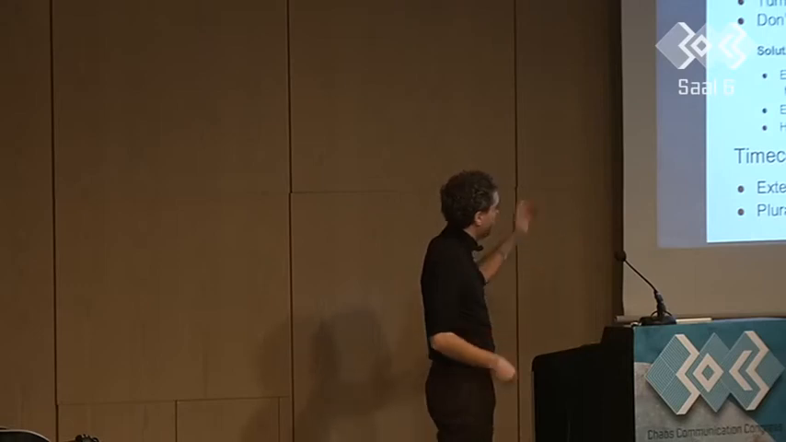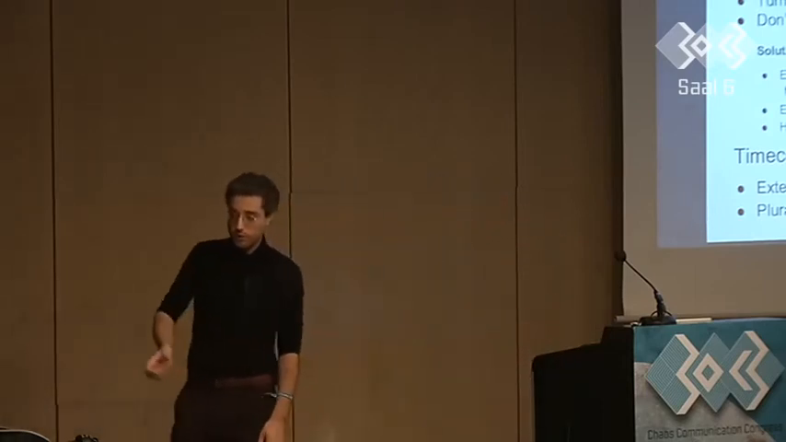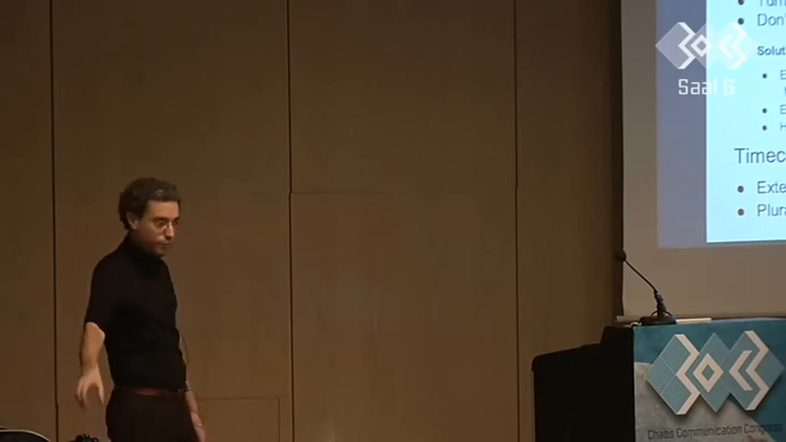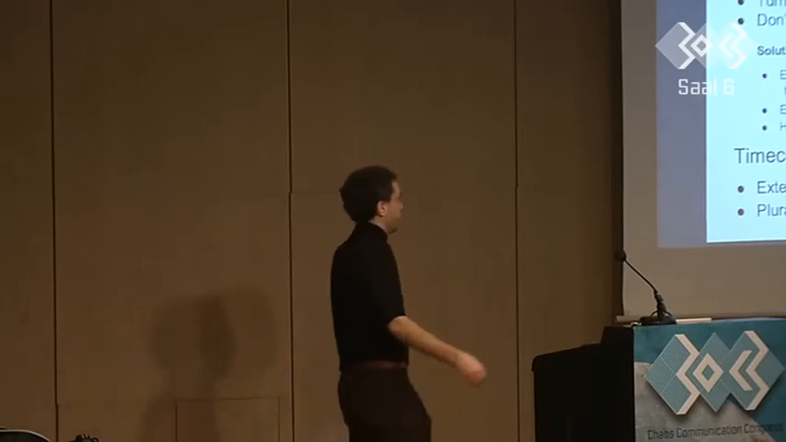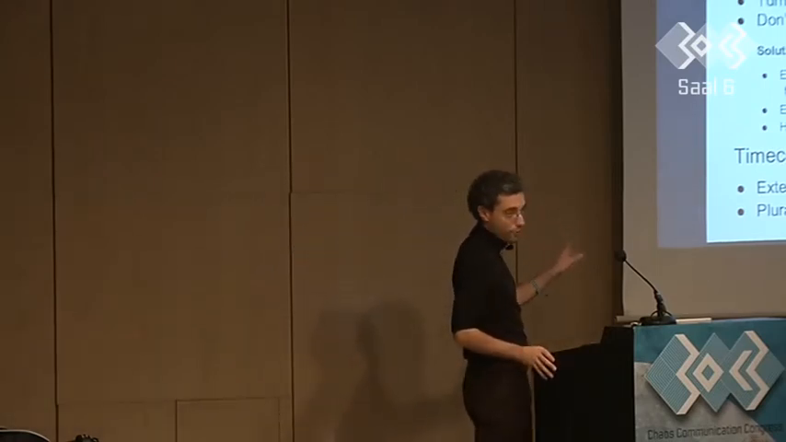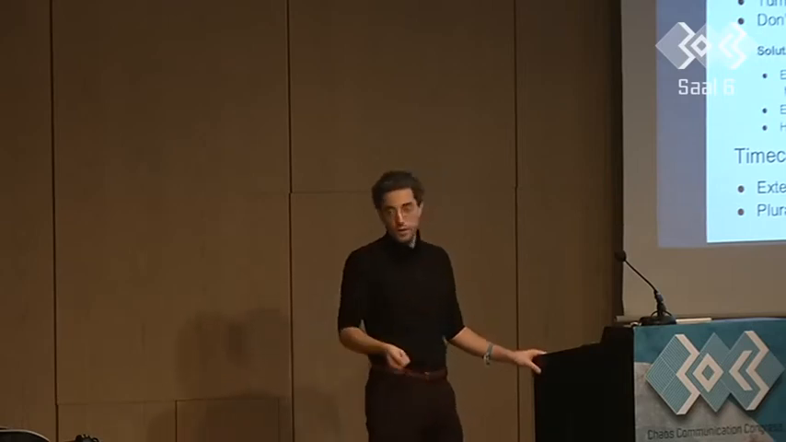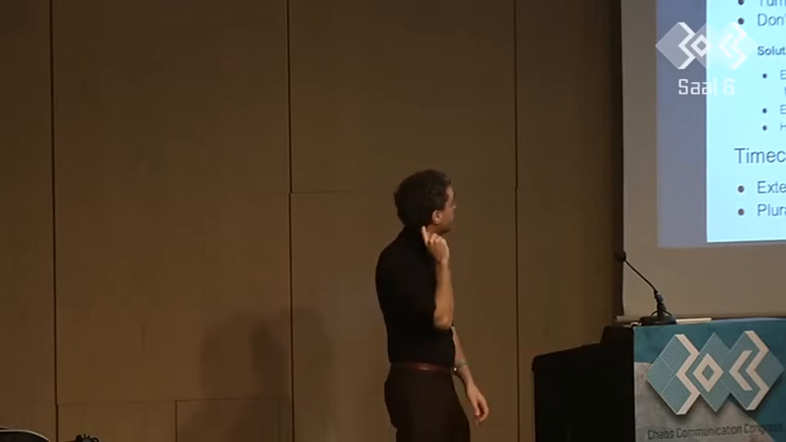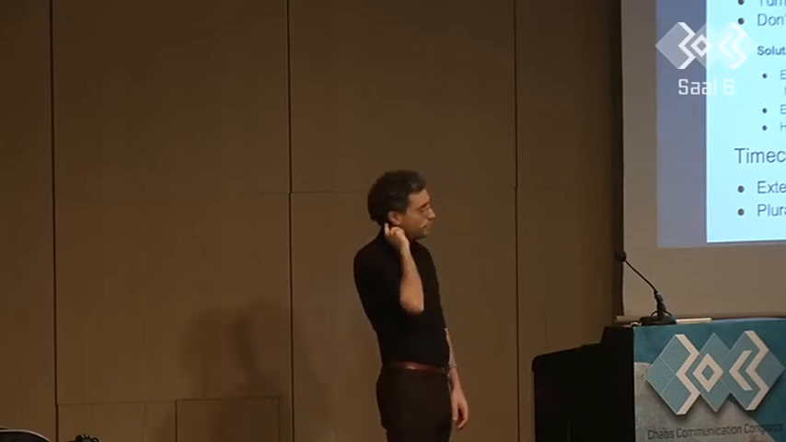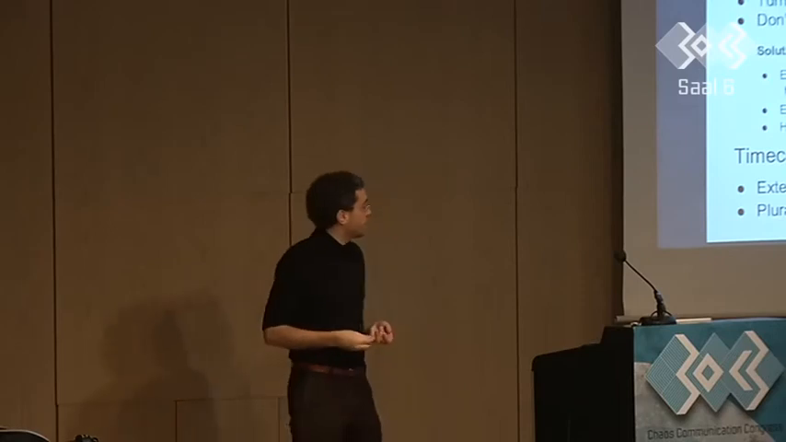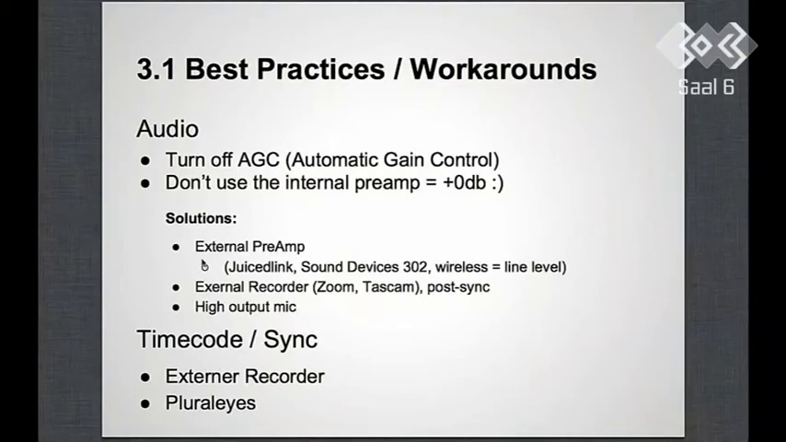So, for example, you can get an external preamp. There are some very small things you can just strap on your camera and then put the microphone on top. That works very well. They are battery powered, for example. There are special microphones that have a very high output through an internal battery. Then you can also dial down the gain of your camera. For timecode and syncing, there is a software called Pluralize. It's really a great solution.